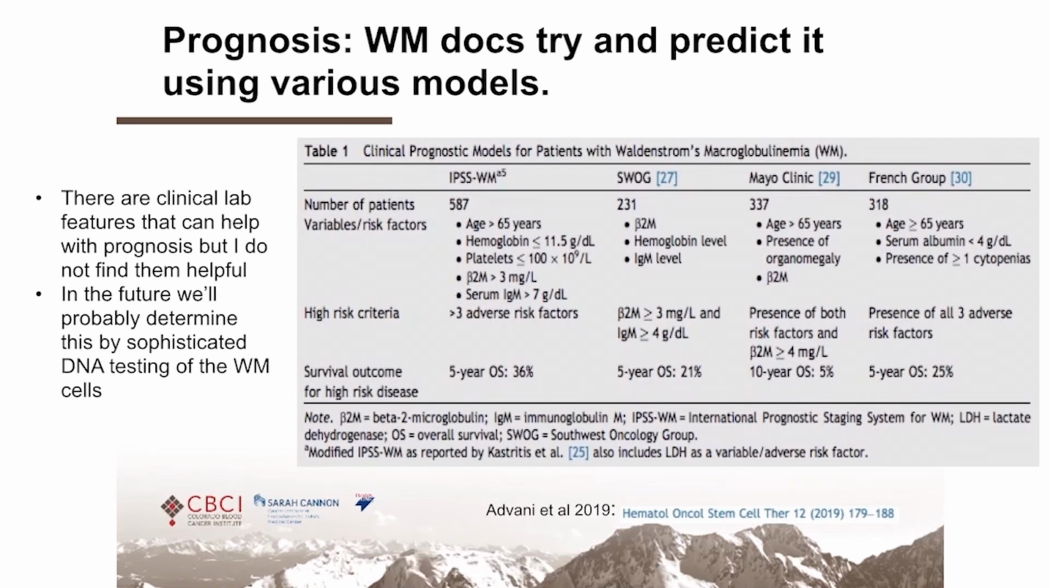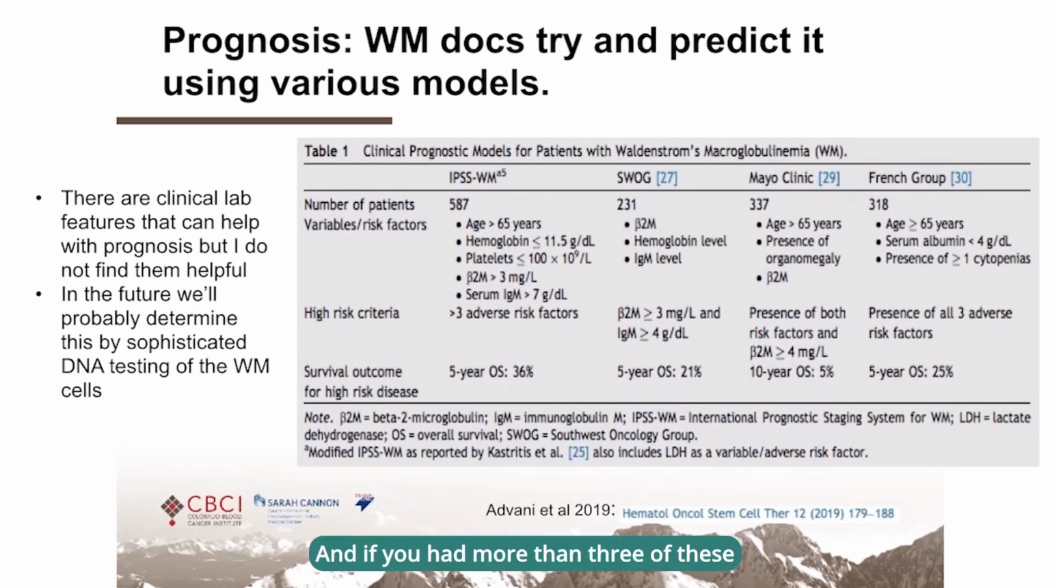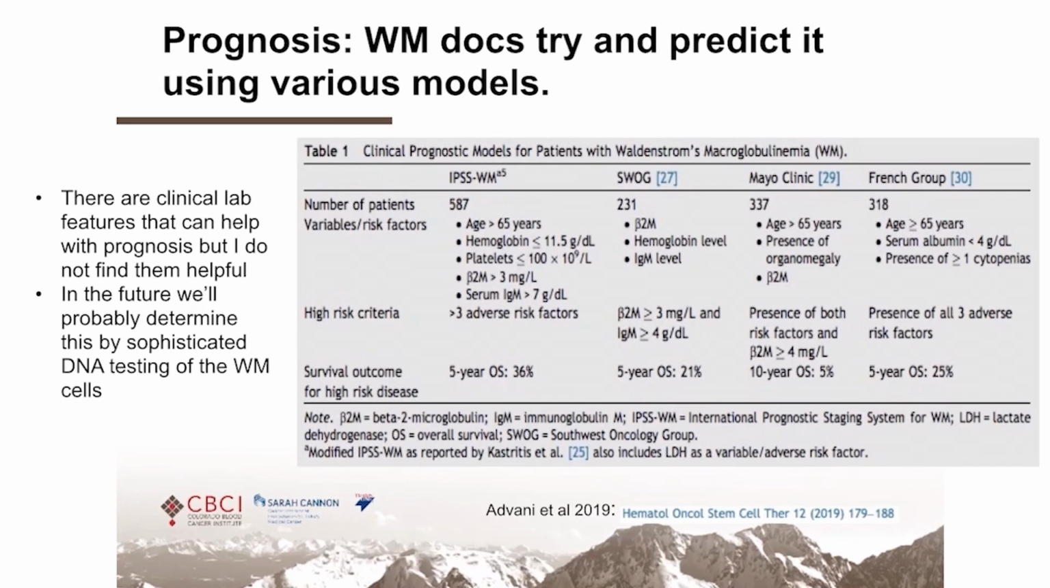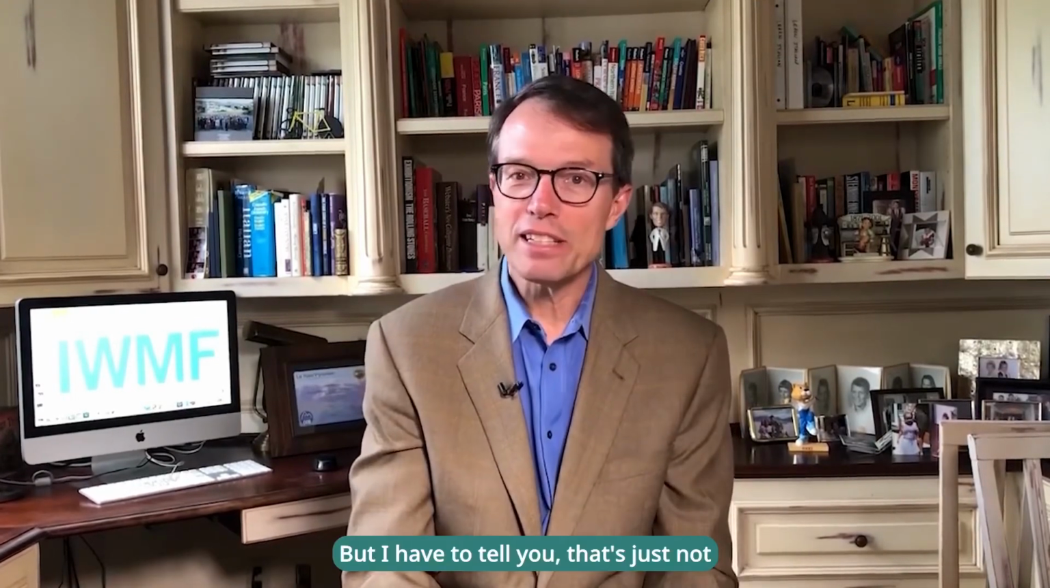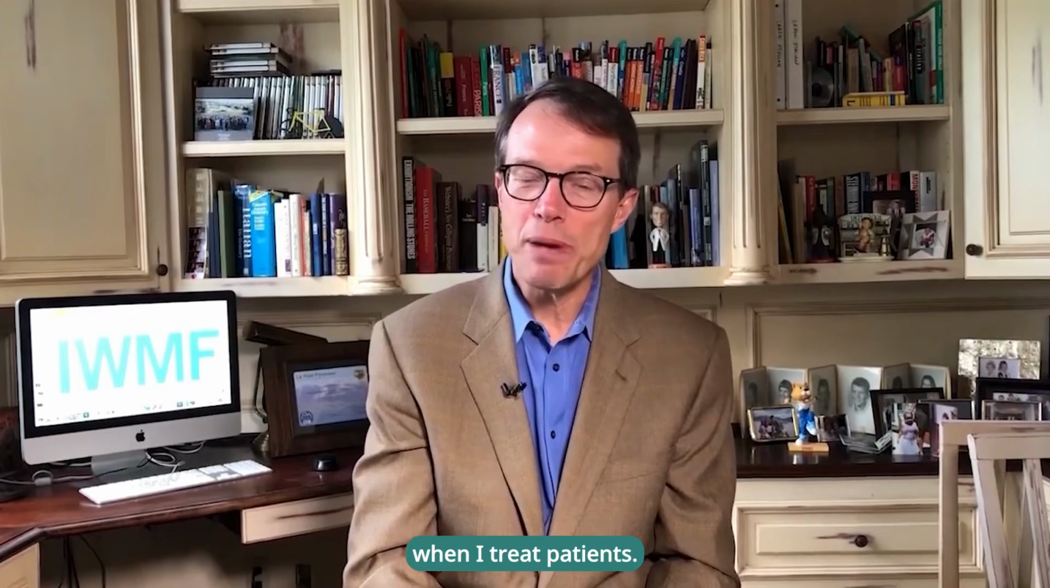What were those factors? Age above 65, which is most of you; anemia, which is most of you; low platelets; a high blood test called beta-2 microglobulin; or an IgM above 7. And if you had more than 3 of these adverse risk factors, then they predicted that your 5-year overall survival was 36%. Now, this is a well-conducted scientific paper, but I have to tell you that's just not my experience at all when I treat patients.